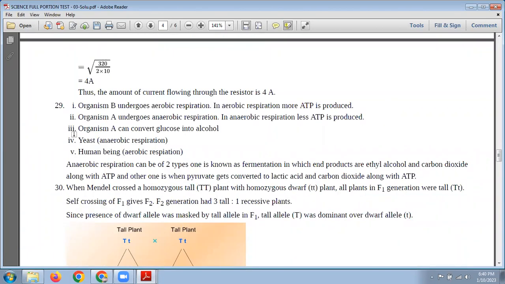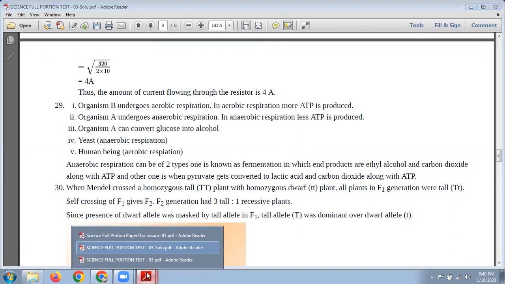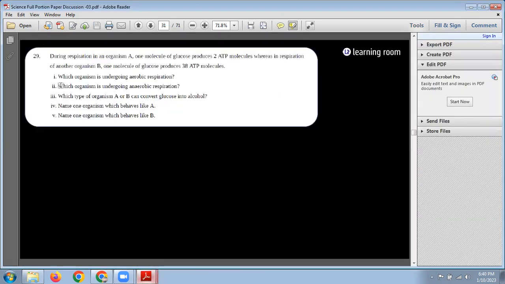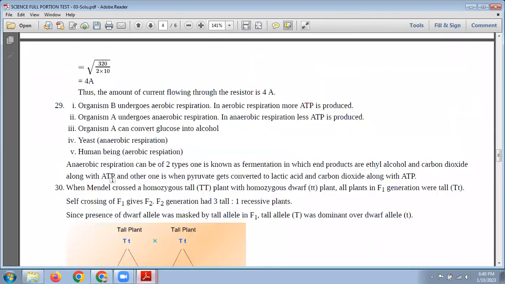Okay, so one by one we will discuss here. Which organism is undergoing aerobic respiration? It is organism B, because in aerobic respiration, in the presence of oxygen, a lot of ATP molecules are produced. So that's why it is aerobic respiration. Option B is correct for the first question.